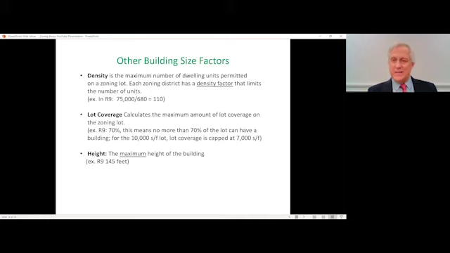I've never known anybody to hit that limit. It's usually they end up smaller, but you can't pack in 200, 300 units into the building. So that's a very important calculation. And then another one is lot coverage. The next bullet, you see lot coverage.